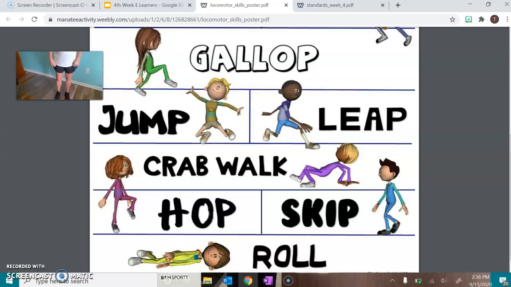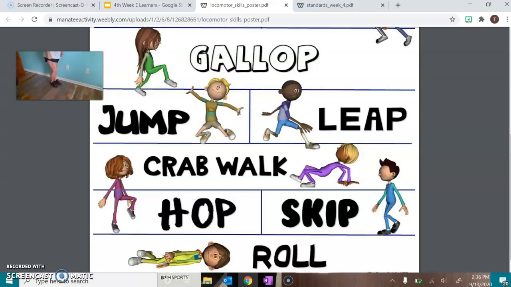The next one is a skip. This is often the hardest one for kids to do. When we skip, second graders, your critical elements for being able to skip is you're going to step forward just like you do in galloping, but instead of bringing that back foot together, you have to hop on that same foot that you put forward. And then you take a step with that opposite foot and you hop again.